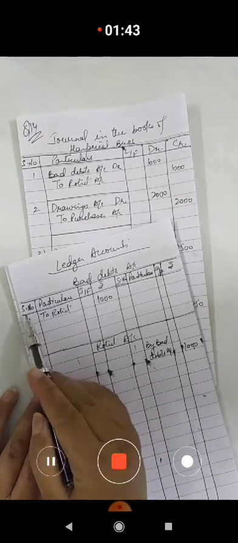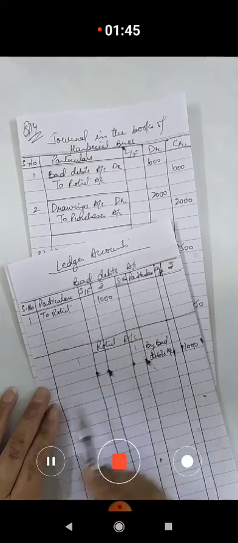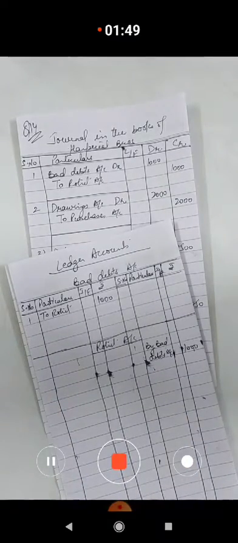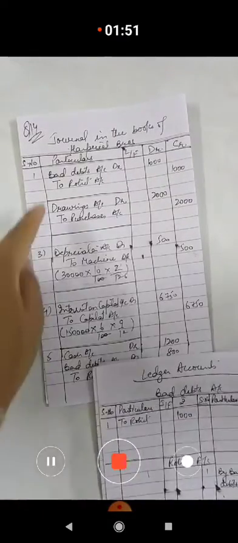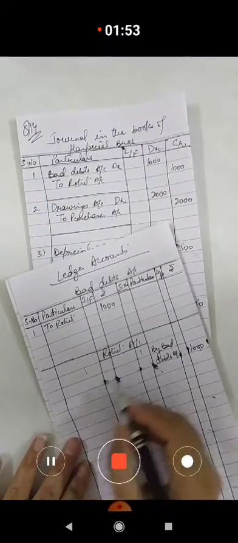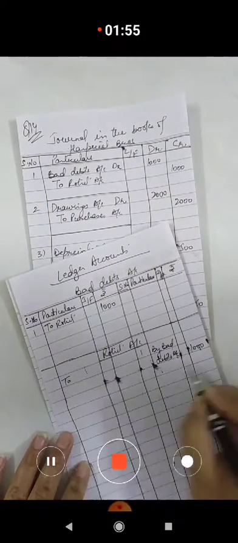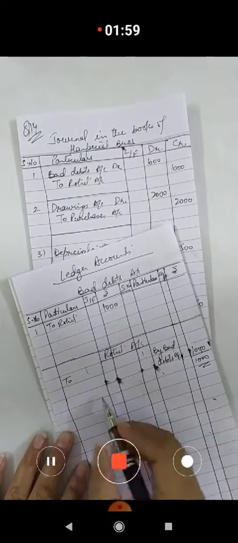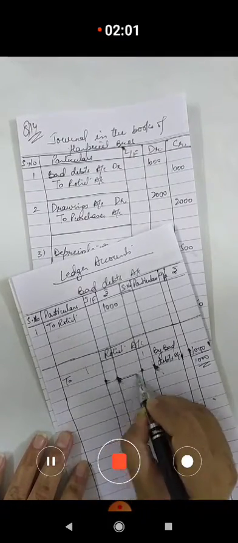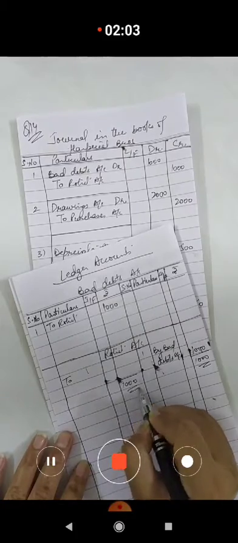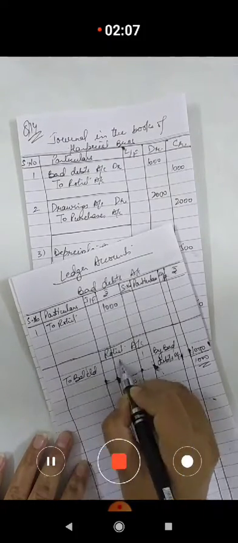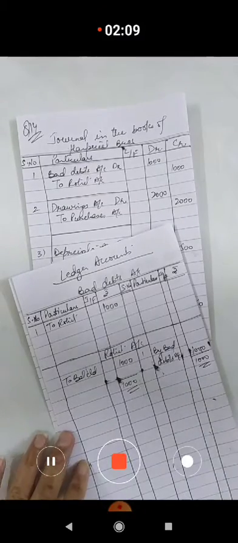No need to write the serial number, particulars, journal folio again and again. You have written it at the top, then you will start preparing your ledger accounts. Then we can see that there is only one Rohit account, so we can close this account with 1000 rupees. There is no amount on this side, but we have to equalize both debit and credit with 1000 rupees. So you will write to balance carried down 1000 rupees here only.